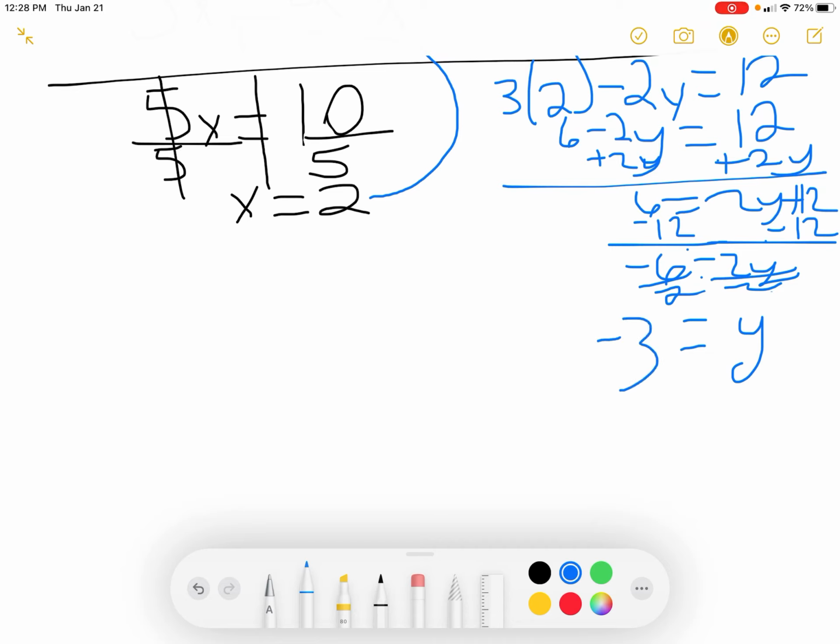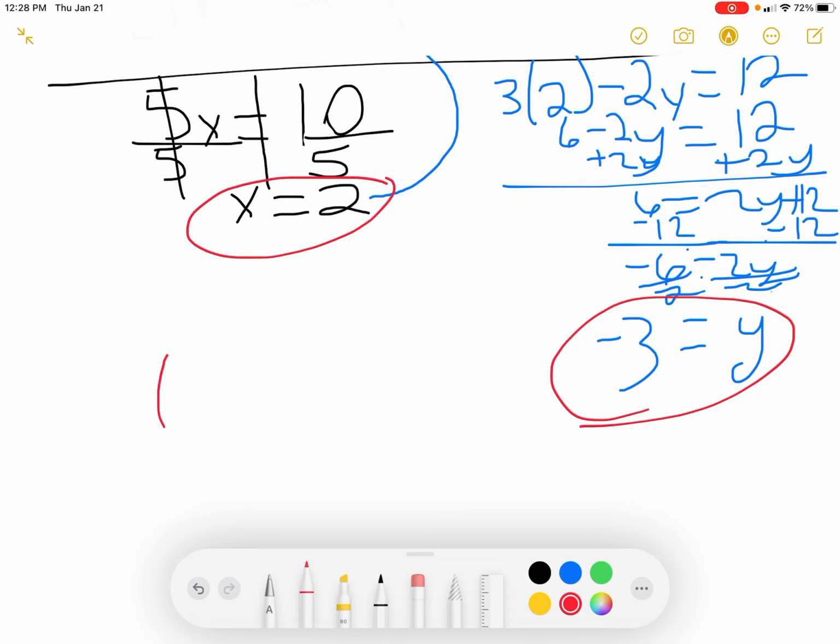So now that I have this, I can go ahead and take my two answers and plug them into a coordinate pair of 2, comma, negative 3. And I have solved for the solution of these two linear equations.